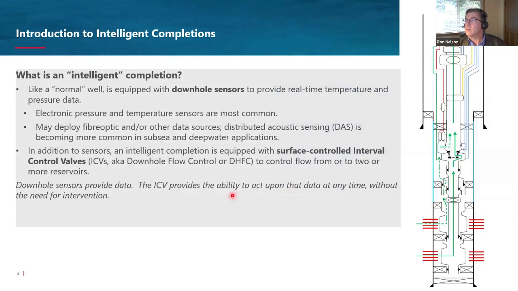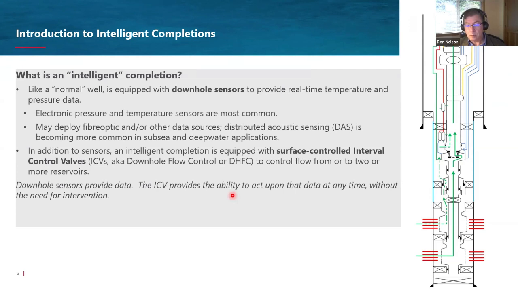What is an intelligent completion? Like in a normal well, an intelligent completion has downhole sensors that provide you real-time temperature and pressure data. These are usually electronic gauges, quartz gauges that we've been running in the fields for many, many years. However, these days there are many installations that have fiber optic and other data sources. We're starting to see distributed acoustic sensing being run in subsea completions, although that's still fairly new.